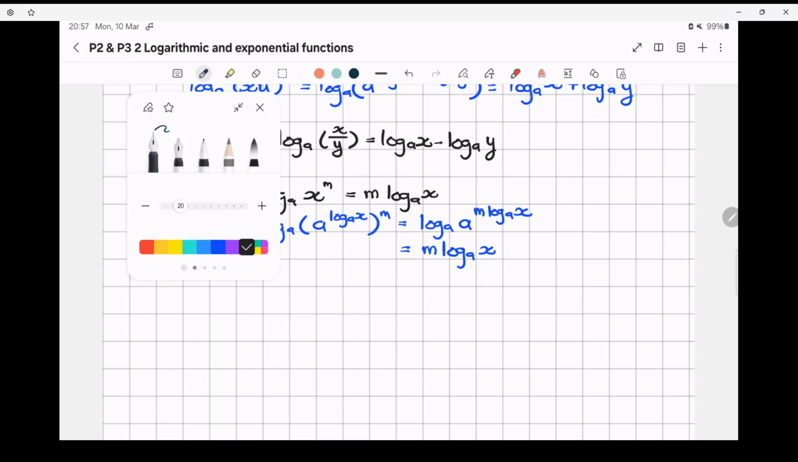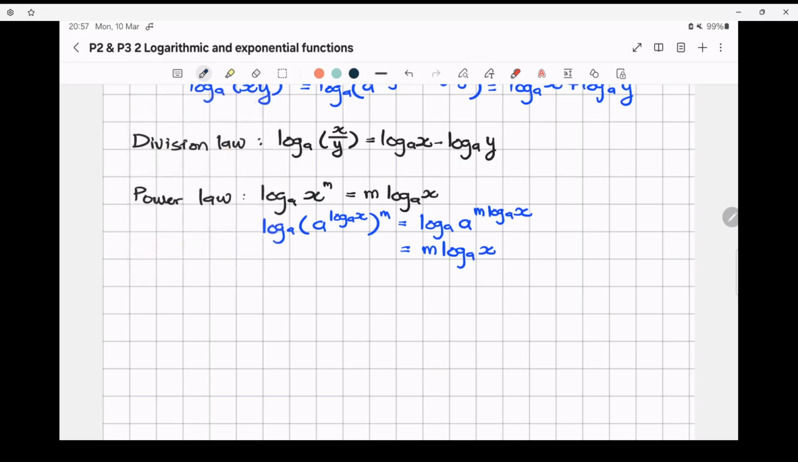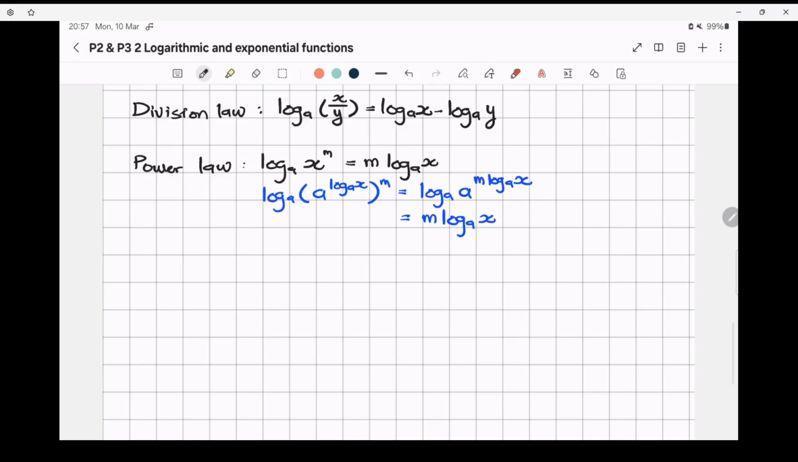So with the power law, if we specify that m is -1, then we get log base a 1 over x. This is the same as log base a x to the power of -1, and this is minus log a x. So this comes from your power law.